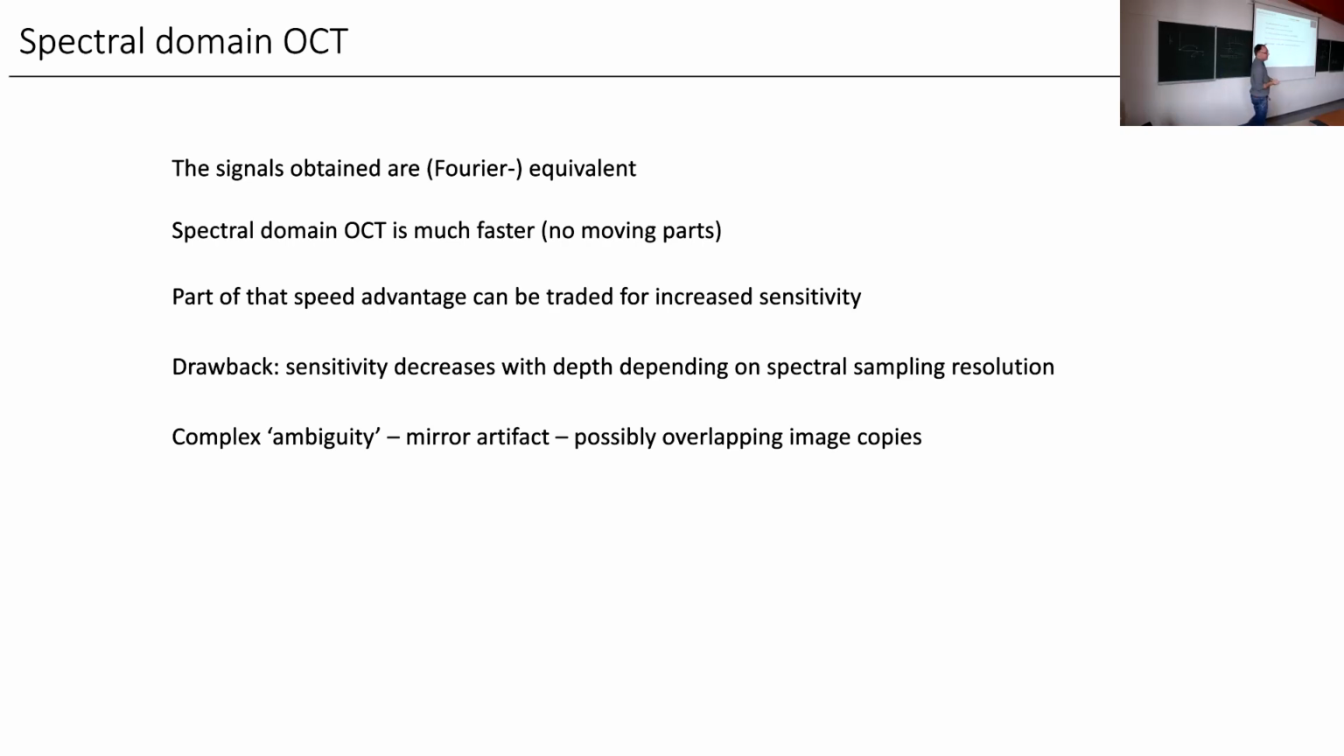This is where the expression comes from: the spectral domain is n times more sensitive than the time domain. That is true if they would operate at the same speed. The drawbacks are that sensitivity decreases a little bit with depth. The deeper you go, the less sensitive you are. That can be a drawback. And you have this mirror effect, possibly overlapping structures. But other than that, it's a perfect way of doing this.